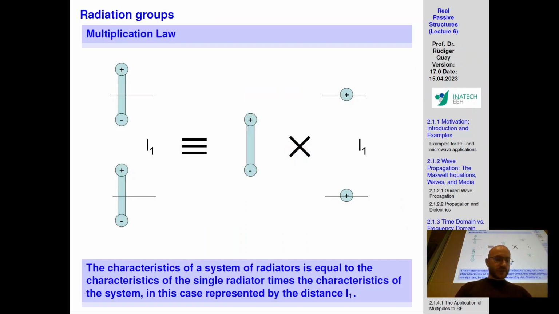We also discussed the multiplication law, the fact that a whole system of arrays can be reconstructed by taking the performance of a singular element and multiplying it with the function of the system. And what is the function of the system in this case? It is the number of components, the distance of the components, and the orientation of the components.